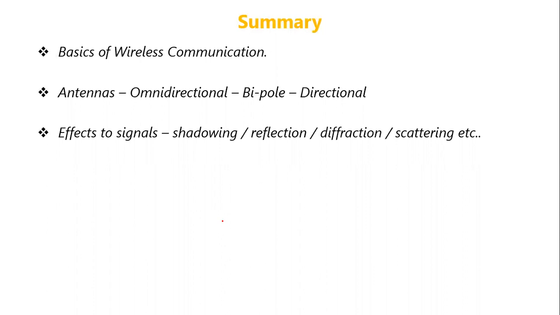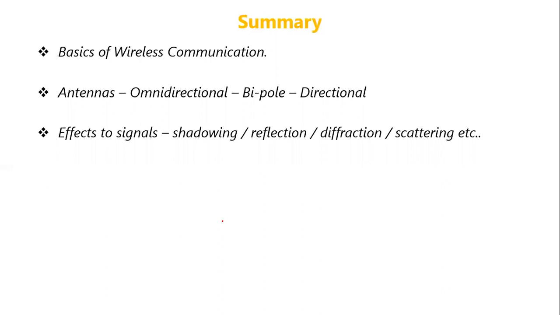Shadowing means when the signal hits the object, the object will absorb the signal and it will not leave anything. So that is called shadowing. Shadowing happens if the size of the object is greater than the wavelength of the signal. Then we have discussed reflection. Reflection means when the signal hits that object, it will be reflected back. This happens if the size of the object is less than the wavelength of the signal.